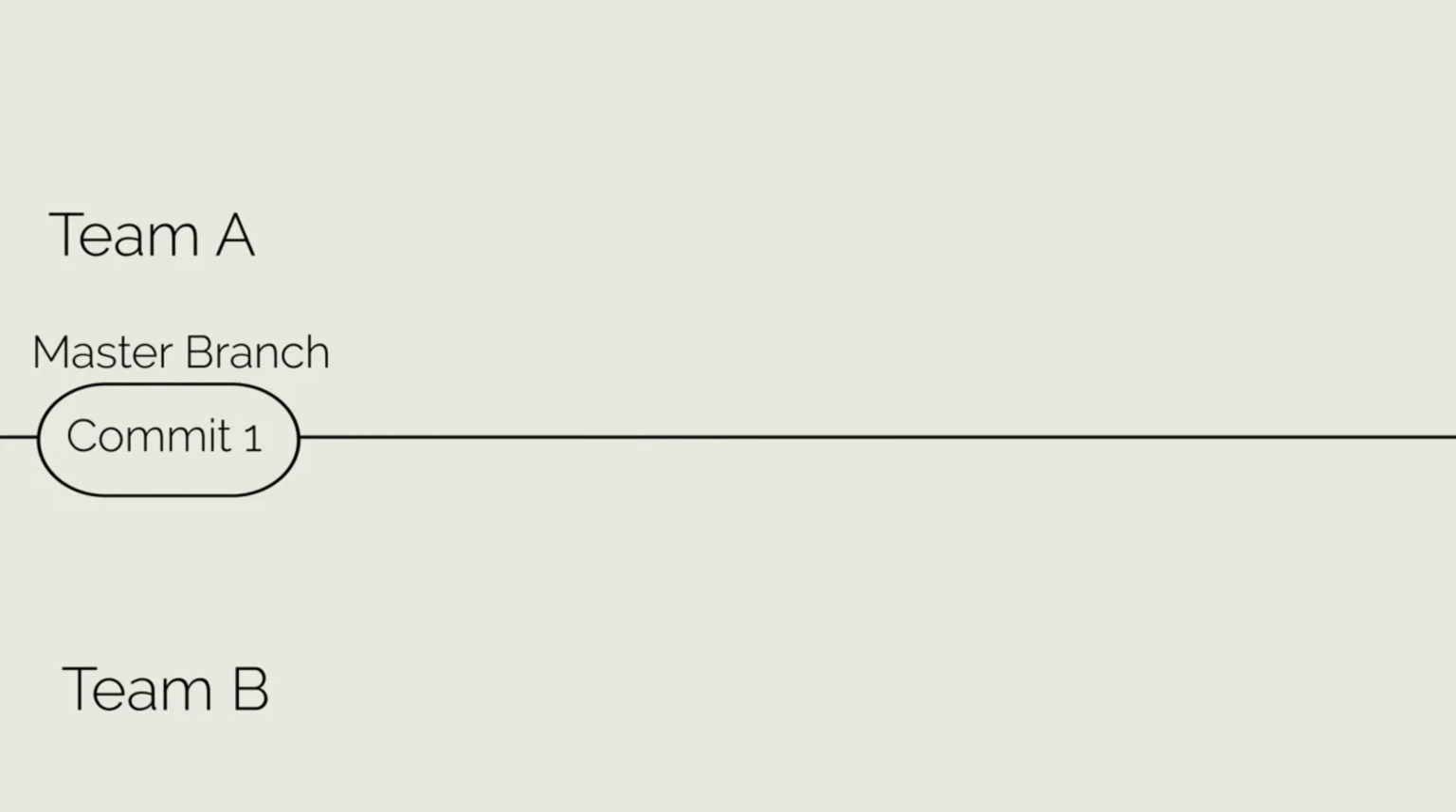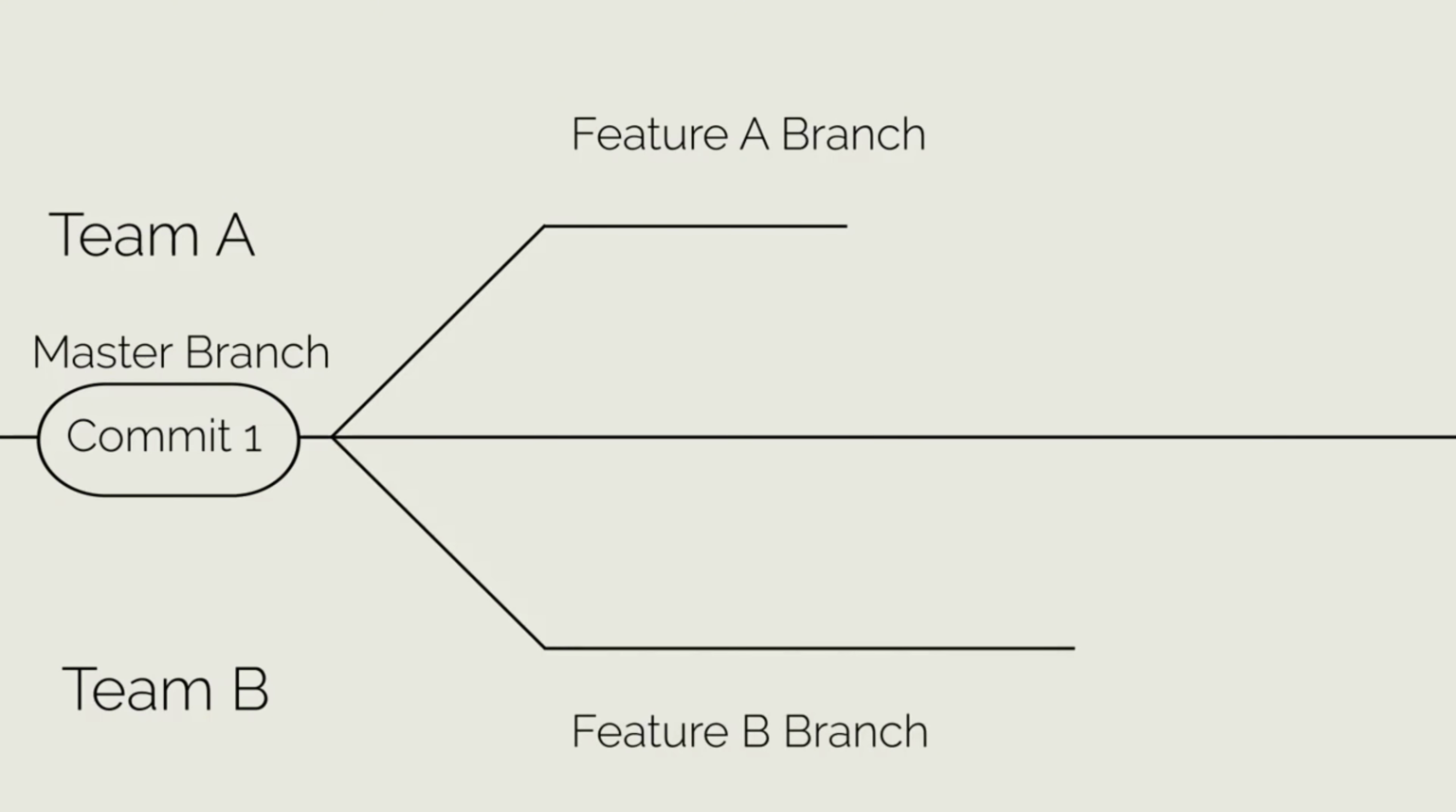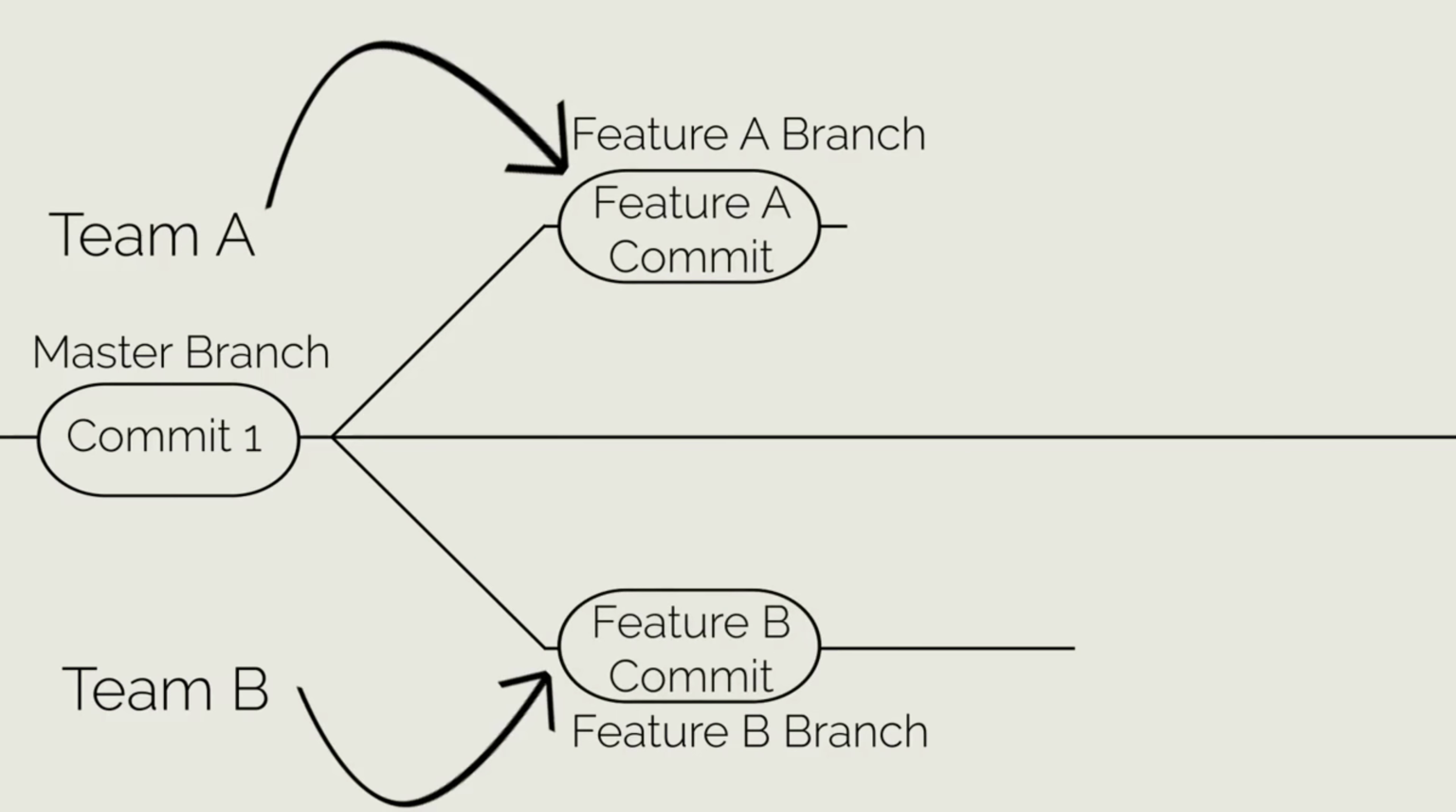If the team working on feature A creates their own branch off of master, and the team working on feature B creates their own branch off of master, then when the teams push their changes to GitHub, they will only be pushing their changes to their own branch and not the master branch.